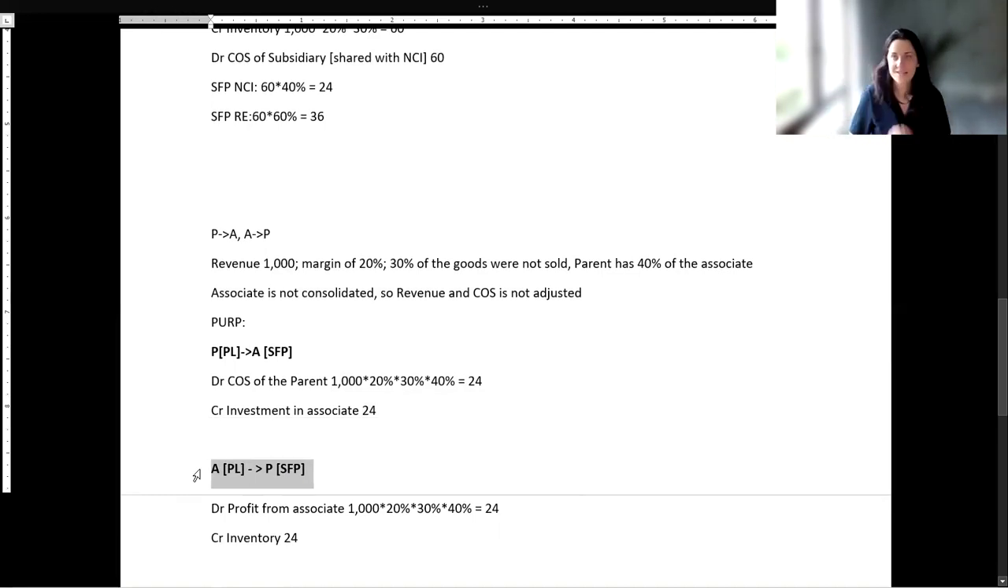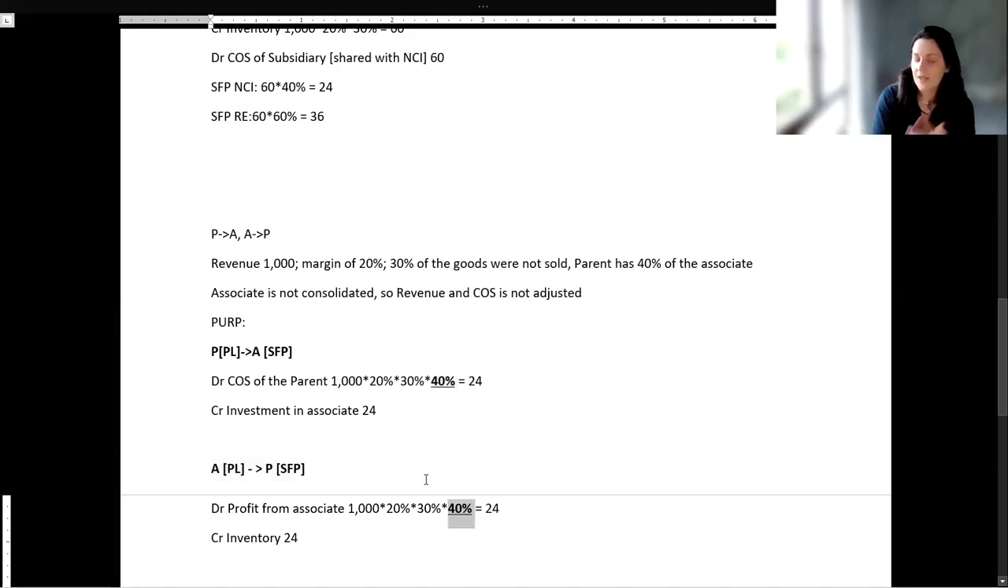And that is the idea that you need to get. And the idea is whether you do control or you do not control. If you do not control, you just take your own share. If you do control, you make the full adjustment for the full provision for unrealized profit. And the difference between associate and subsidiary would be in this 40% that is multiplied in here. And also you can have different situations where you have not margin, but rather markup. That would be different as well.